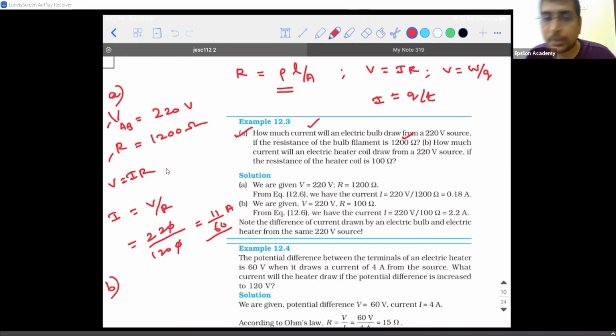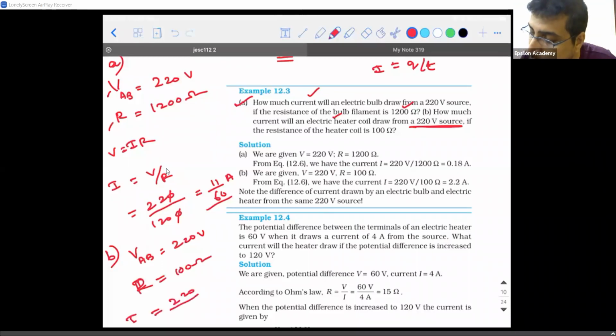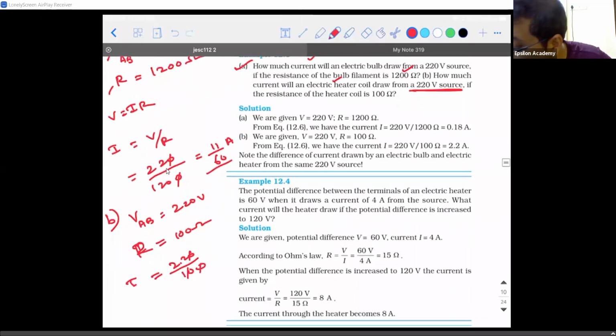What about problem number B? How much current will an electric heater coil draw from a 220 volt source if the resistance of the heater coil is 100 ohm? So VAB is equal to 220 volt. Resistance of the heater coil is 100 ohm. I is equal to 220 divided by 100. This and this will get cancelled. 2.2 ampere.